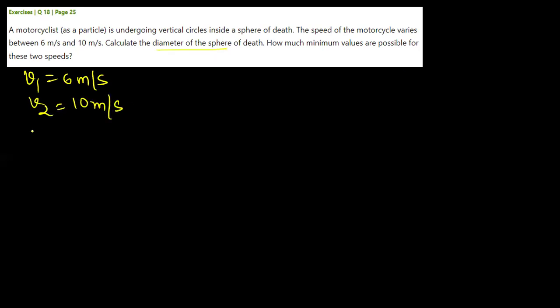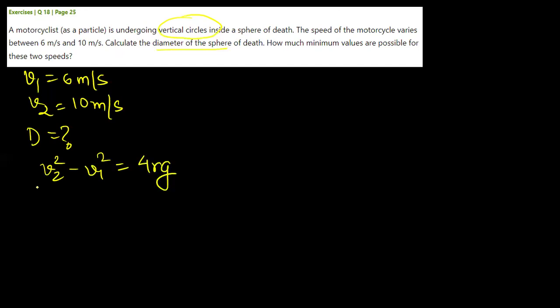Calculate the diameter of the sphere. You are supposed to find the diameter of the sphere. How much minimum velocity is possible for these two speeds? We will find this using vertical circular motion, because it is told that vertical circles are happening here, so vertical circular motion will be used. In case of vertical circular motion, we have done the derivation and we have got one formula: v2 square minus v1 square equal to 4rg.